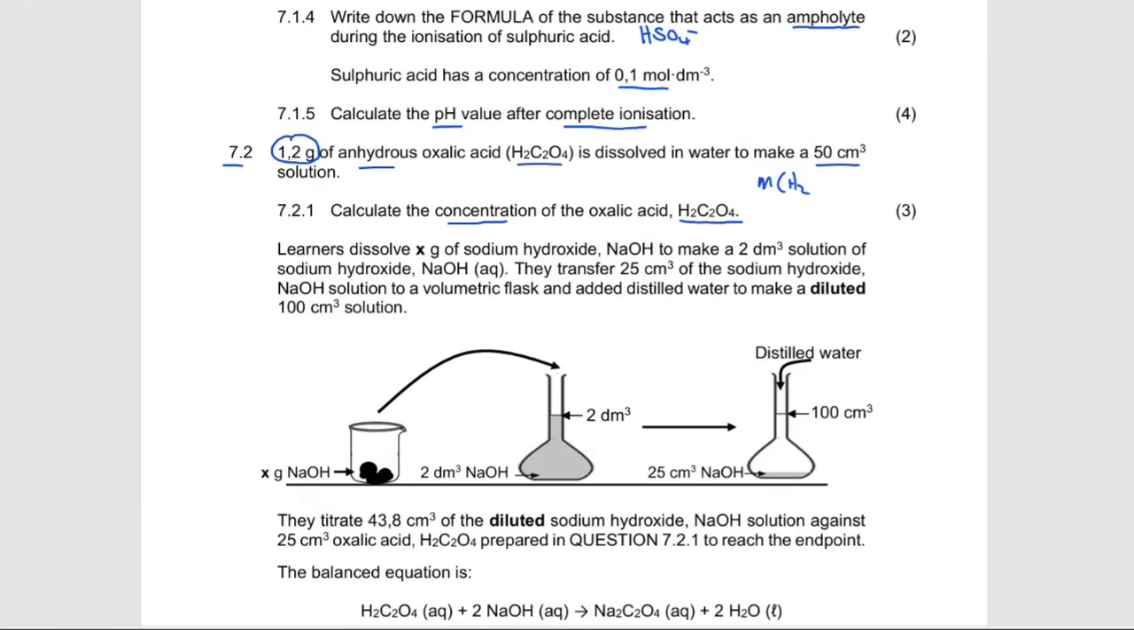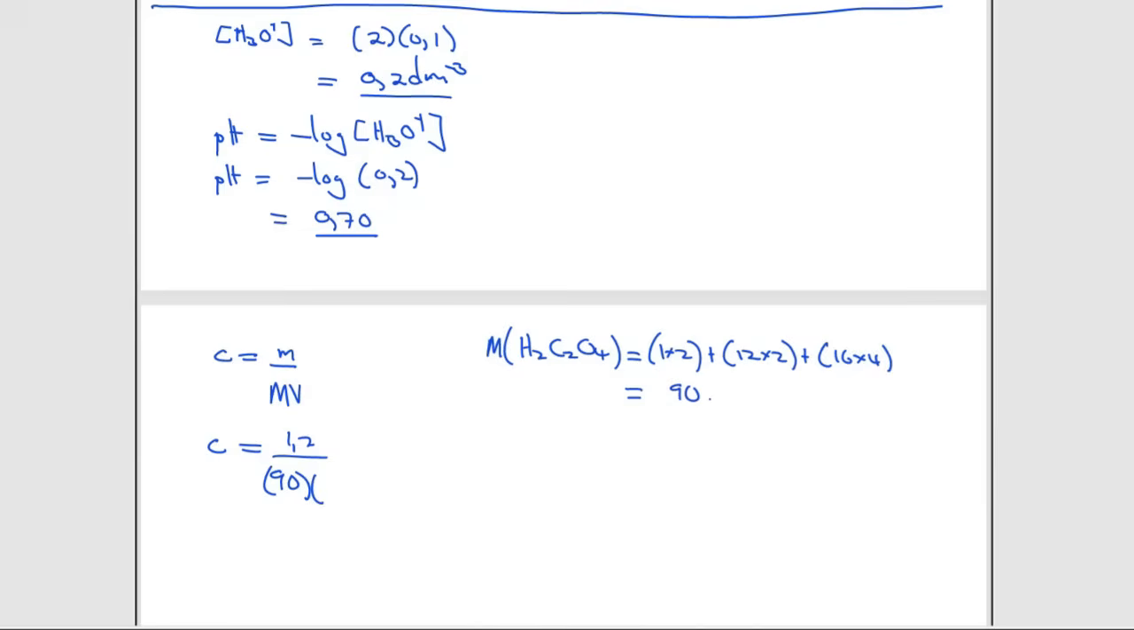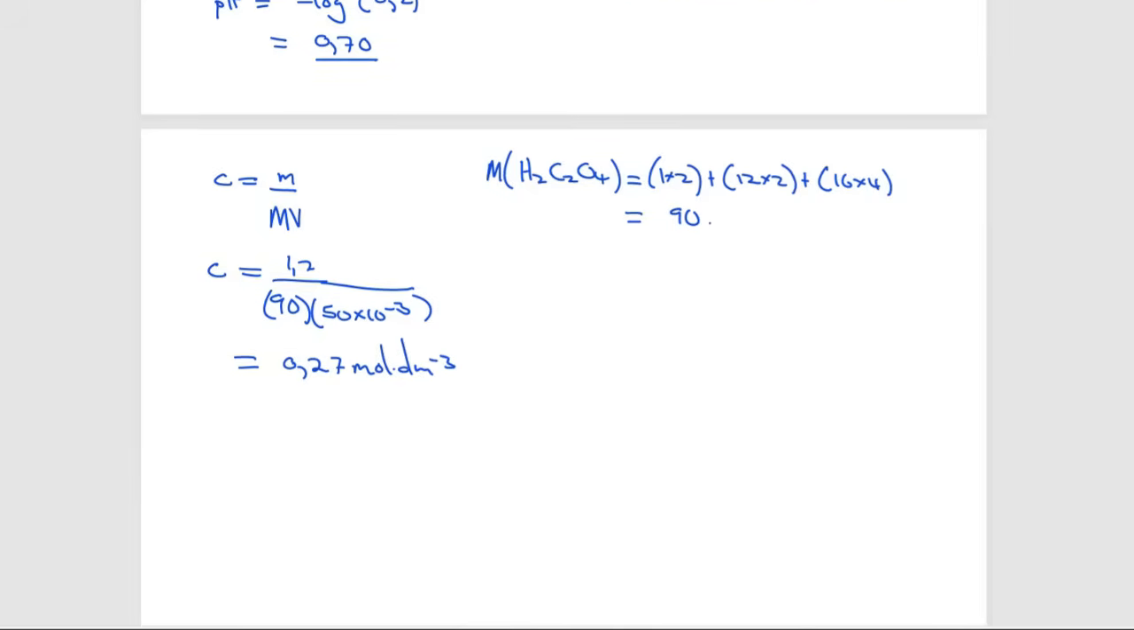So let's look at the volume that we're given there. We're given a volume of 50 cubic centimeters, and this one is supposed to convert to dm cubed by dividing by 1,000, right? So if we divide by 1,000 there, I can just say 50 times 10 exponent negative 3, like that, right? So all over that, right? So if I punch that into my calculator, it gives me a value of 0.27 mole per dm cubed, like that. So that's how we go about this one.